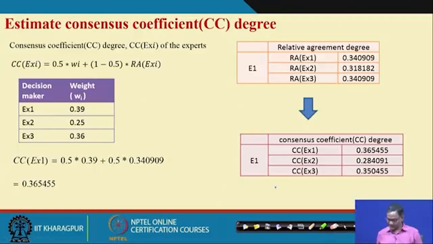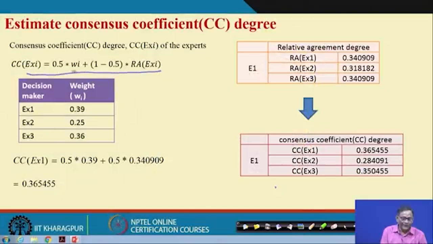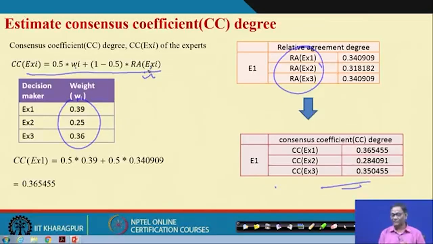consensus coefficient. Consensus coefficient means what is the consensus ultimately, how much agreement the experts have made here. So, we use this formula: 0.5 into the weight of the expert, plus 1 minus 0.5 into the relative agreement. The relative agreement is known, the weight is known, and these two combined will give you these values using this formula. So, this is basically the consensus coefficient, the consensusness amongst the experts. For every expert, the consensus coefficient is found out.